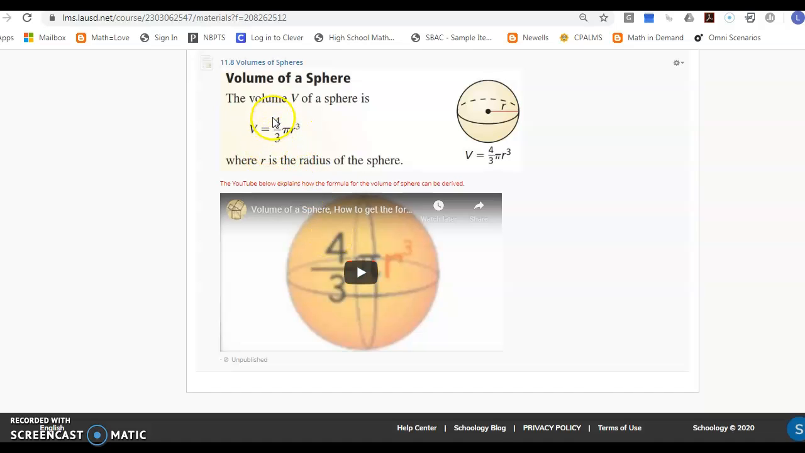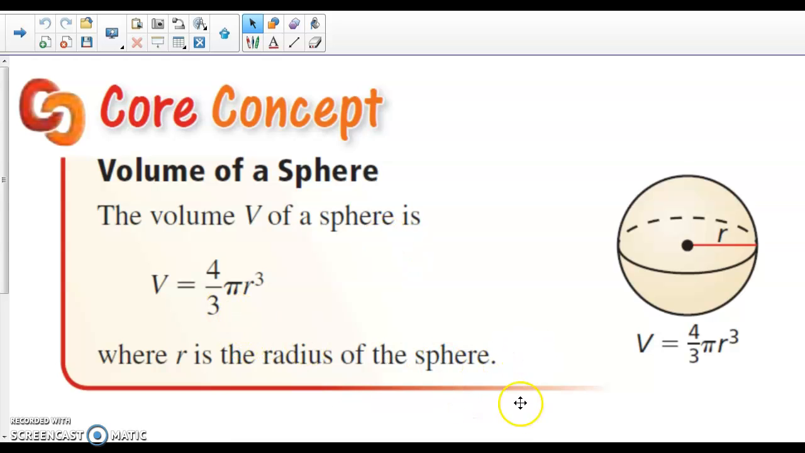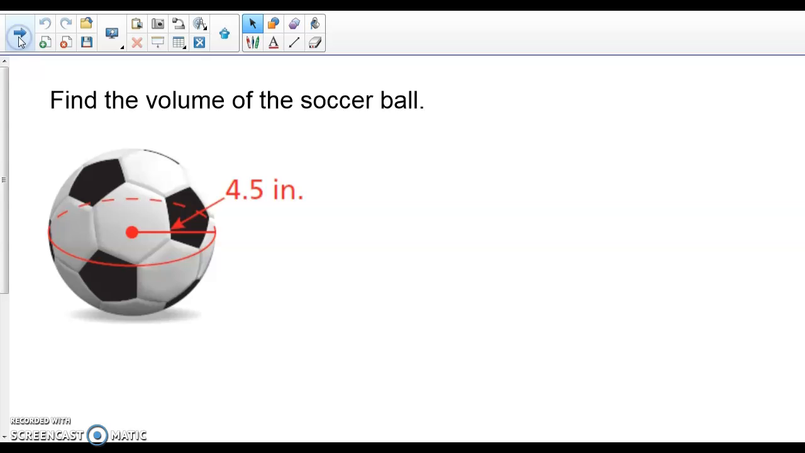In general, for any sphere of a given radius r, the volume is V = 4/3 pi r cubed. Let's switch to this one. So the only information that you have to know in finding the volume of a sphere is its radius. Let's look at some examples.